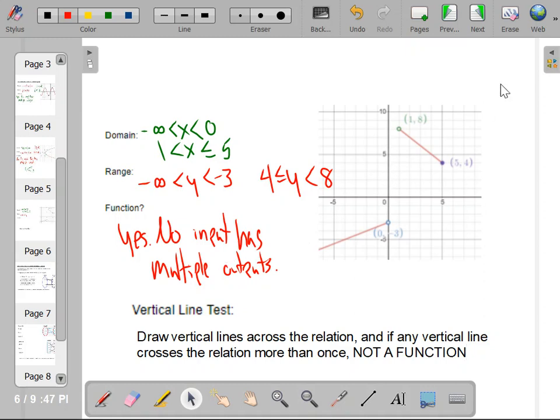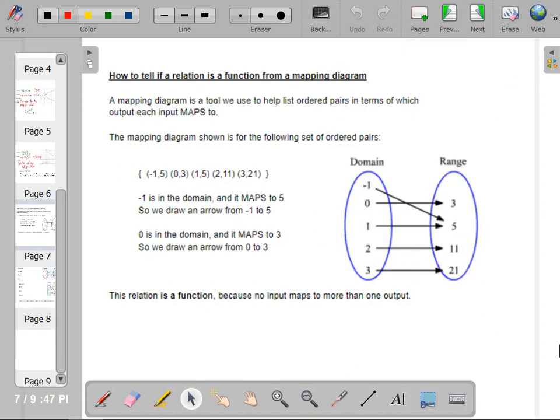That's graphs. The last one we have to do is called a mapping diagram. First I'm going to explain what a mapping diagram is. When we draw a mapping diagram, we draw two ovals, and we put the domain in one oval and the range in the other.